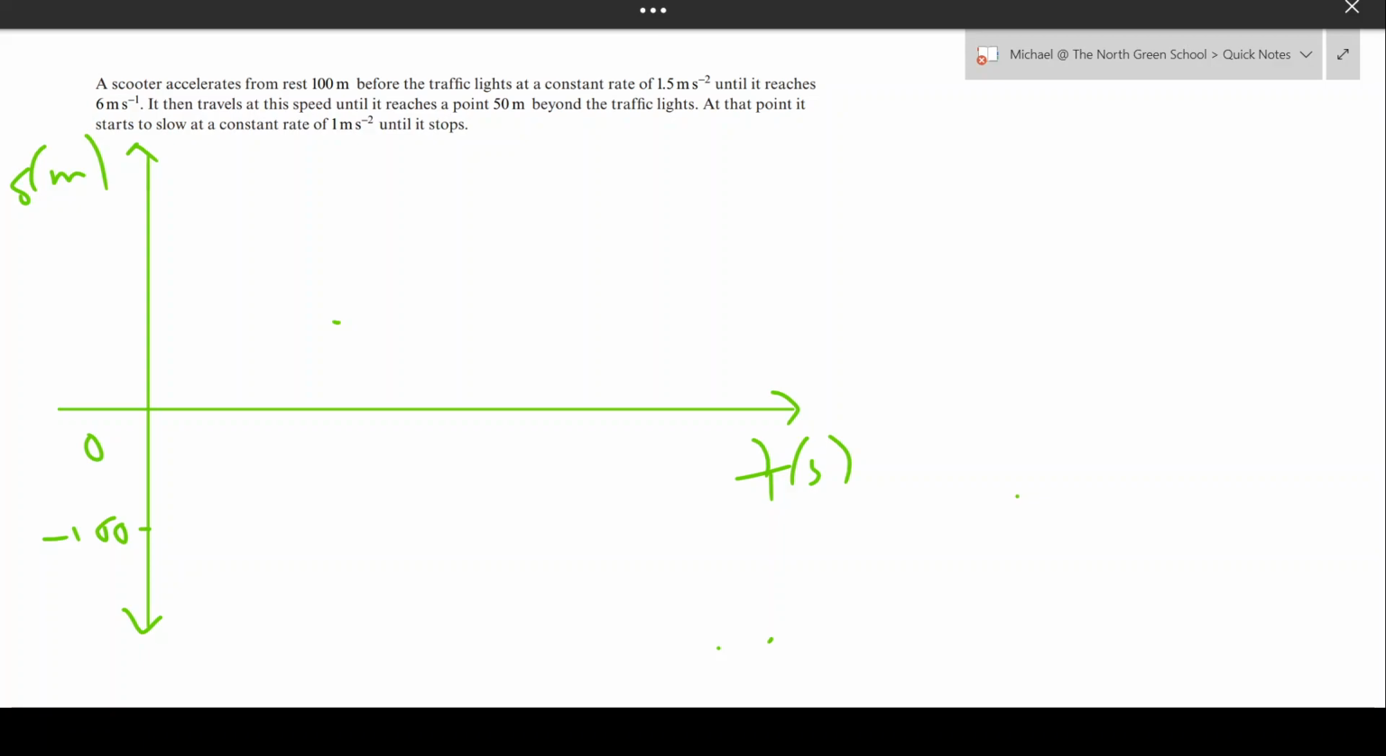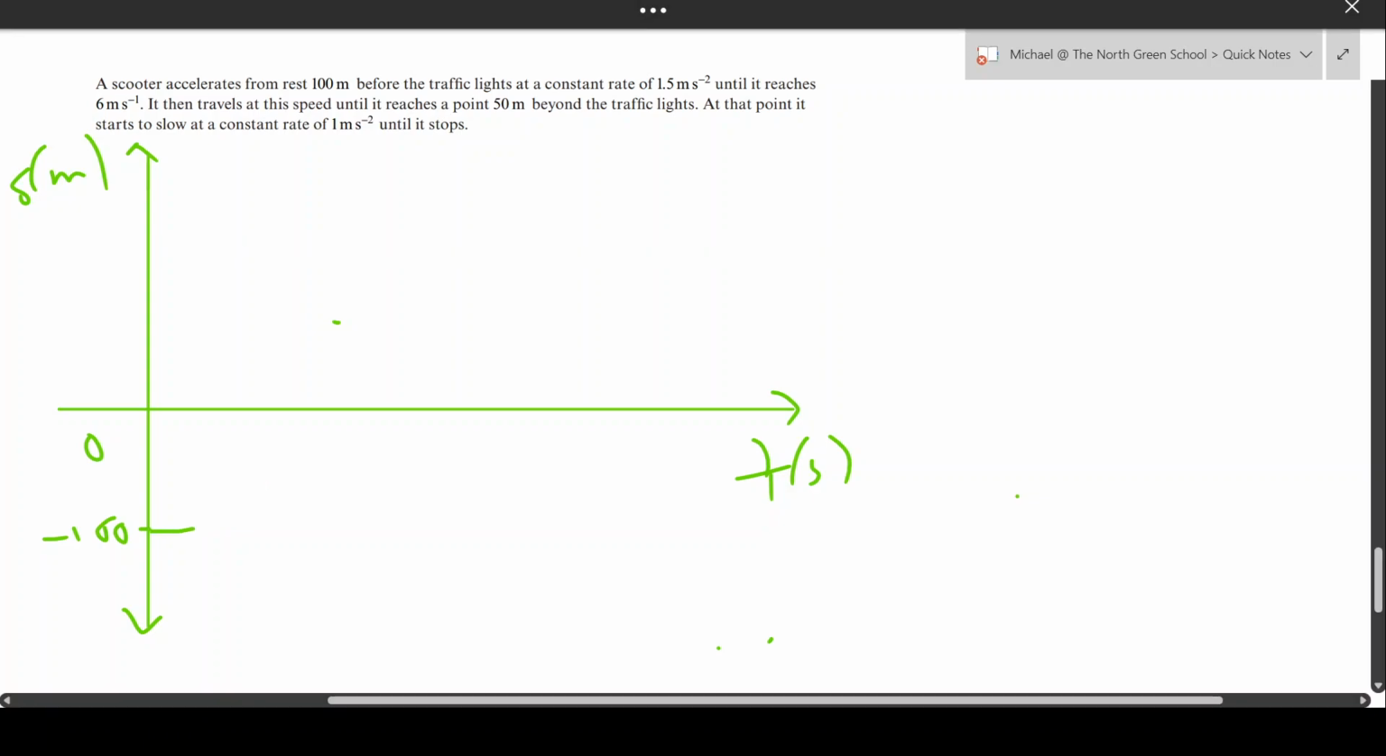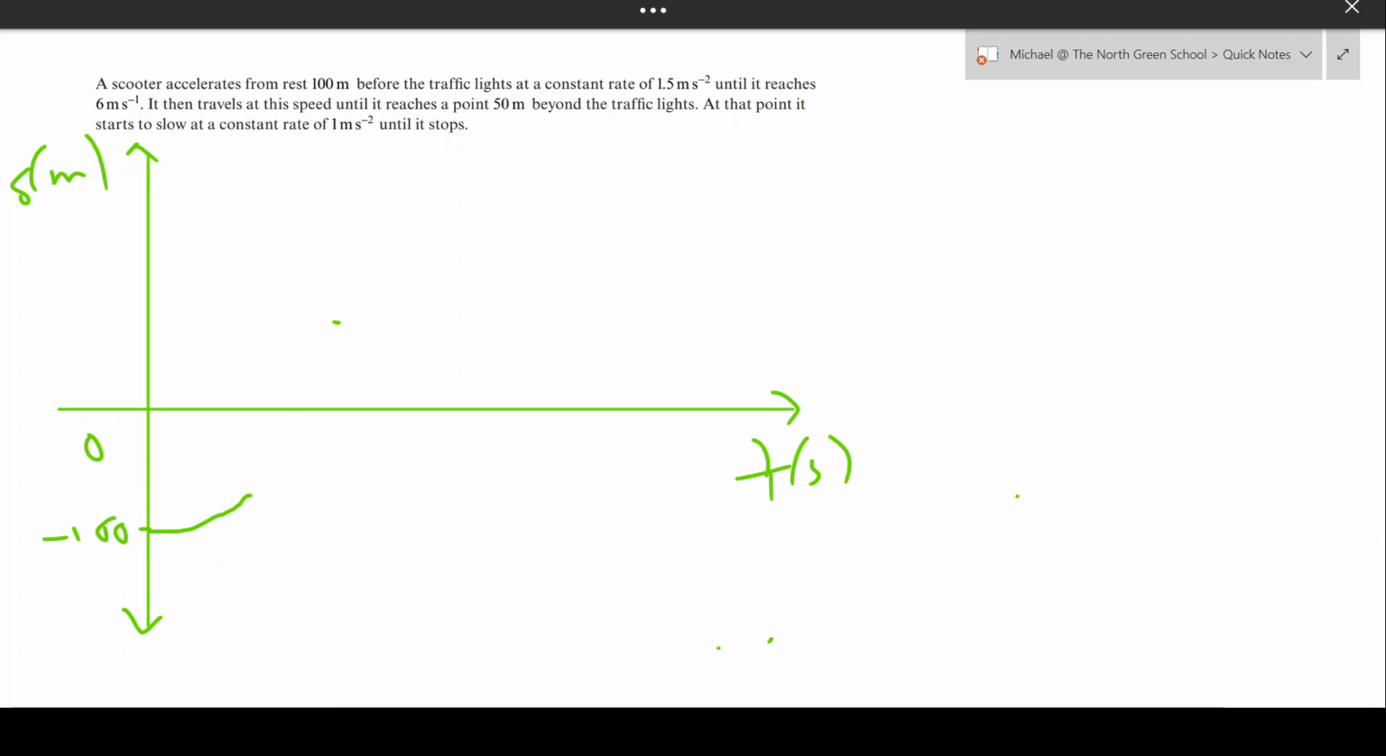They tell us that it accelerates. So if the object is accelerating, the gradient must start out low, because the gradient is speed. So the speed must start out low and then increase, or the gradient must start out low and then slowly increase, something like that. And then after that it reaches 6 meters per second.